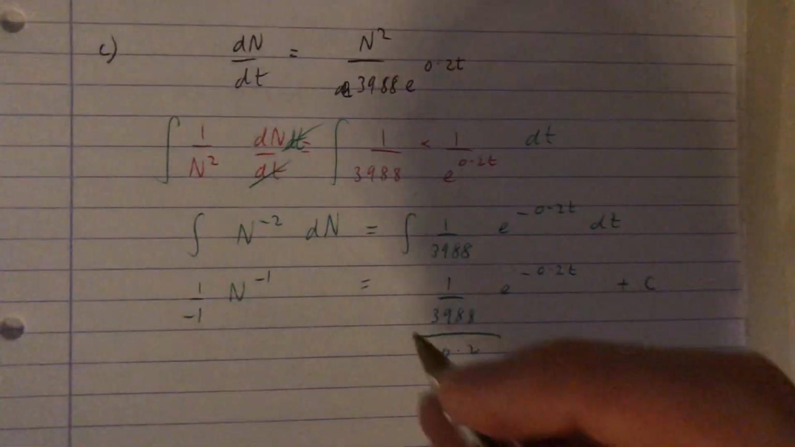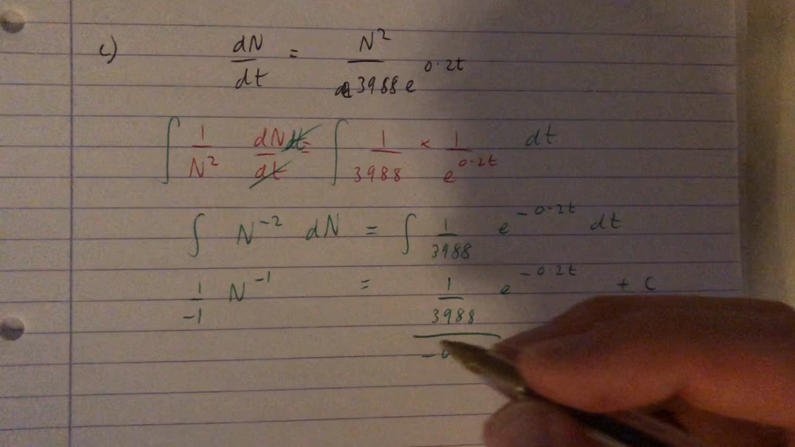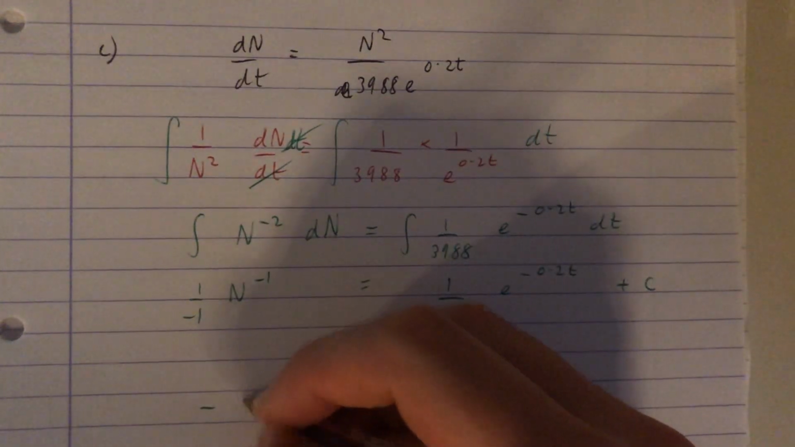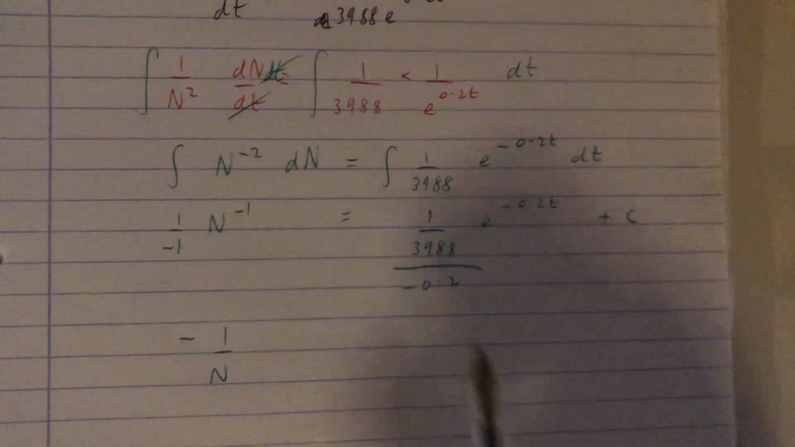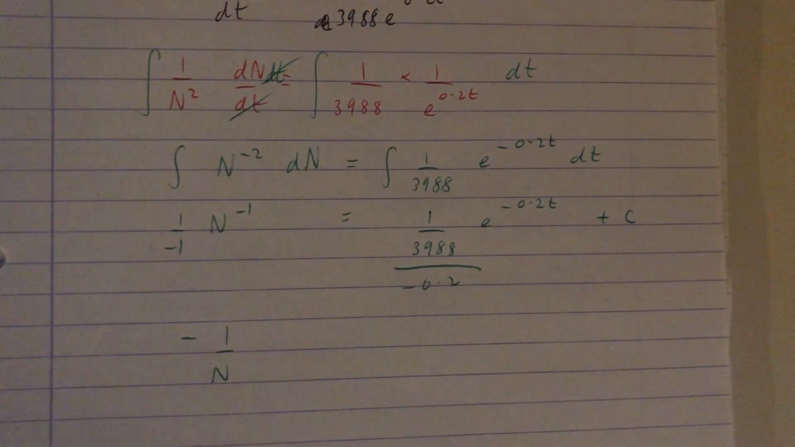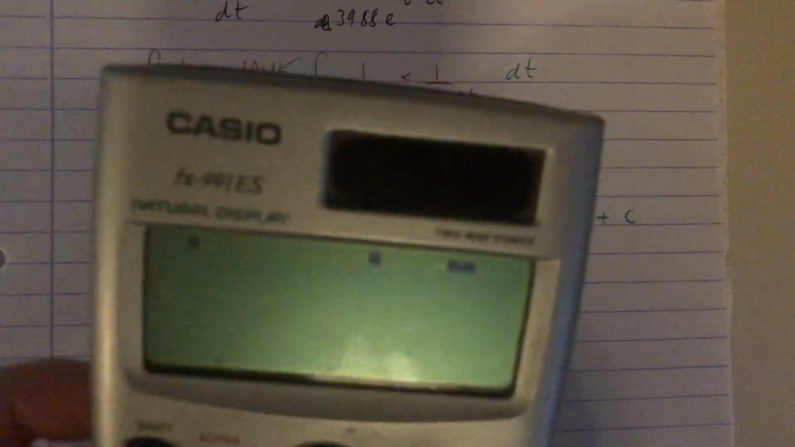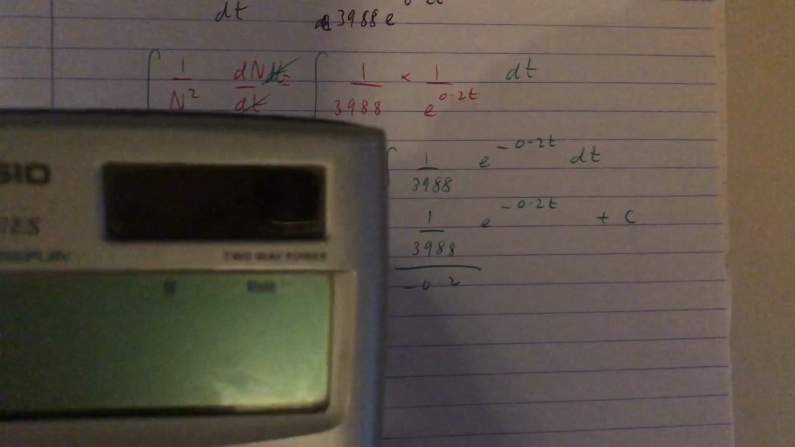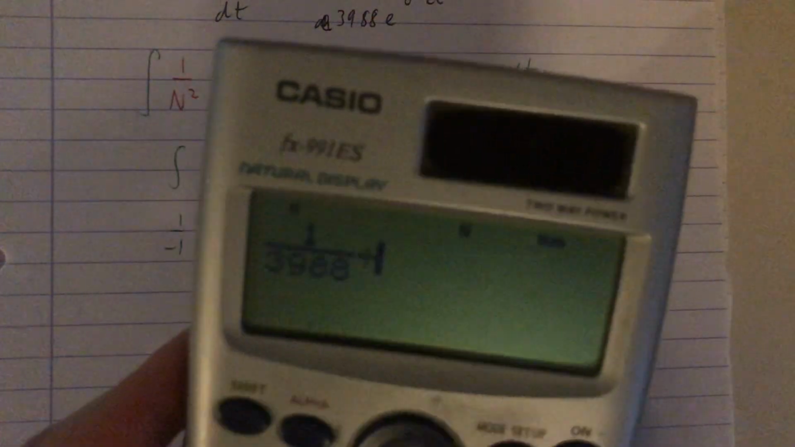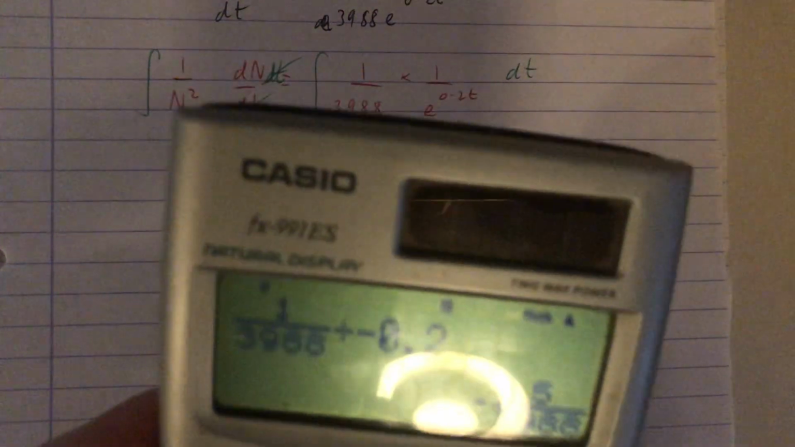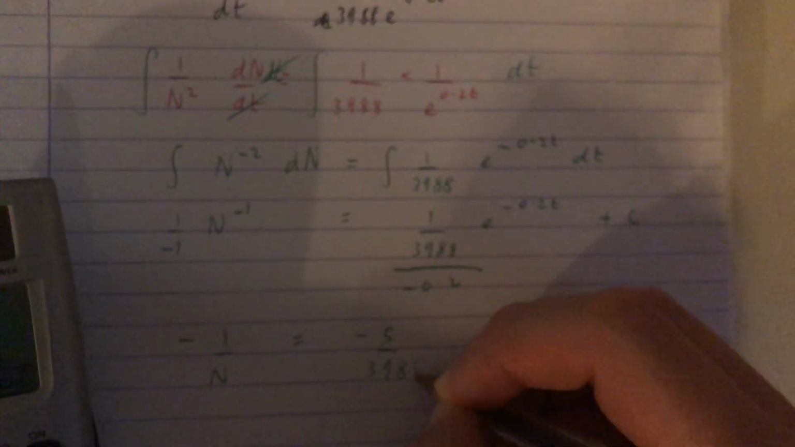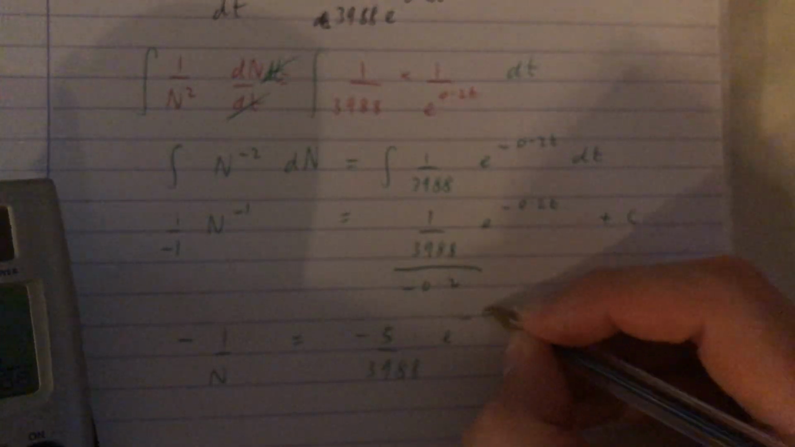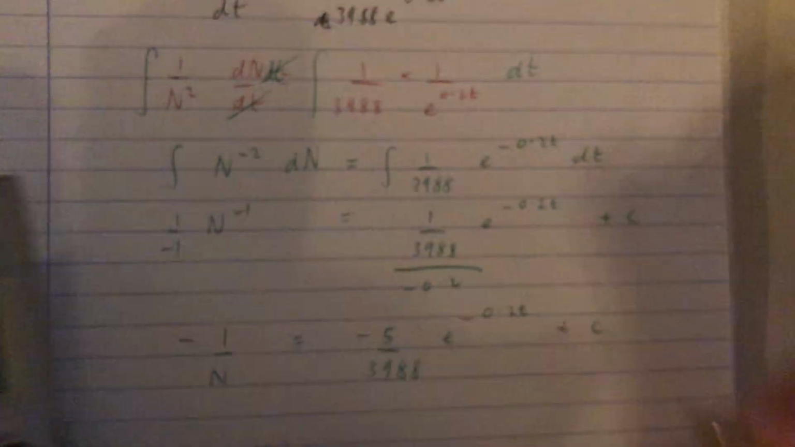Let's tidy this up. Left hand side would be minus 1 over n effectively, or minus n to the minus 1. The right hand side is, I have no idea what that divides to, so I'm going to type it into my calculator. So 1 over 3988 divided by minus 0.2 would be whatever that is. Minus 5 over 3988. Remember, e to the minus 0.2t plus c.